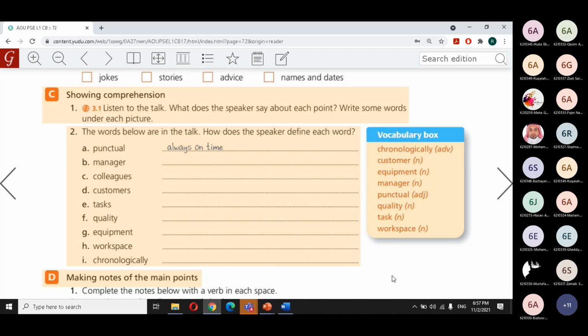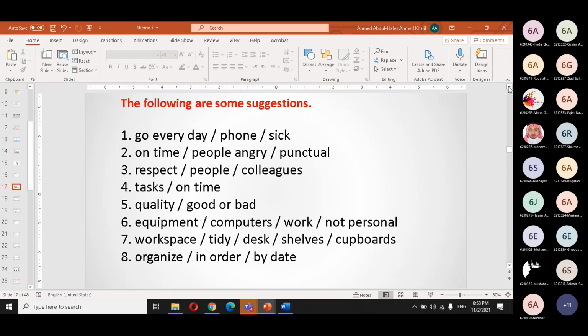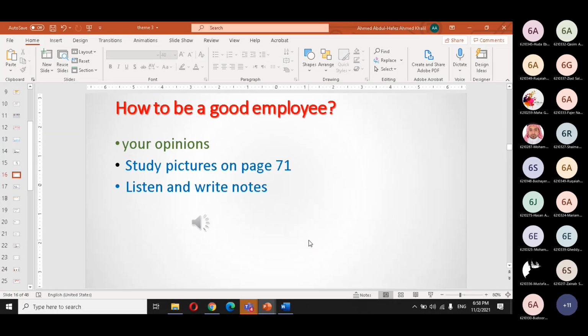Okay? So I want you, not the meaning you know. I want the meaning given by the speaker on the audio. Okay? So listen again and give the meaning of these definitions. Okay? Theme 3. Work and Business.